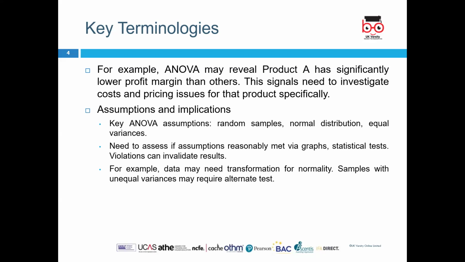Then assumptions and implications. Key ANOVA assumptions include random samples, normal distribution, and equal variances, and we need to assess if the assumptions are reasonably met via graphs and statistical tests. Any violation of these assumptions can invalidate the results. For example, data may need transformation for normality. So if the data does not have a normal distribution, we need to transform the data into a normal distribution. Samples with unequal variances may require alternate tests.